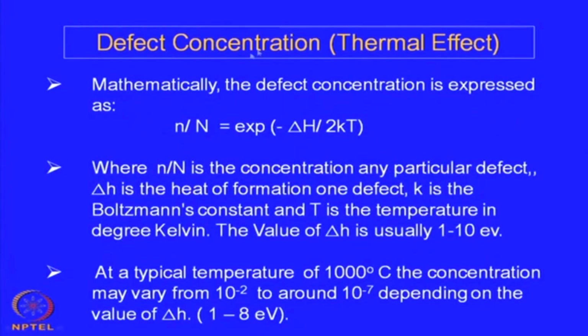Finally, this is the equation, which is a very simple Arrhenius kind of equation. Mathematically, the defect concentration is expressed as n by N, which is basically a concentration term, equal to exponential minus delta H by 2kT, where delta H is the enthalpy of formation of the defect. So, for formation of each defect there is an enthalpy term, and associated with each defect we have an enthalpy term. That depends on the particular type of defect, the structure of the material in which it is getting generated, and so on.